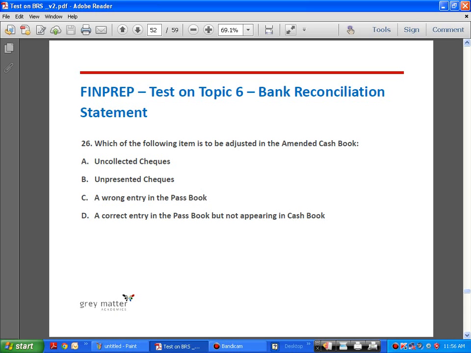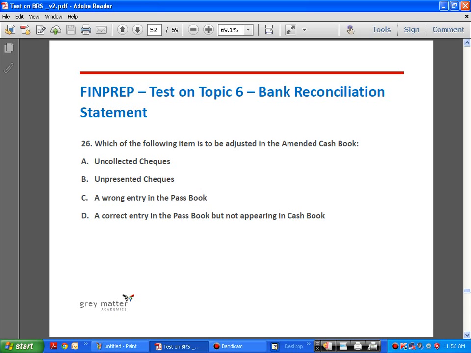So there is an option to start the BRS with the balance as per the cash book, or to start with the balance as per the amended cash book. When we start with the balance as per cash book and try to reconcile it with the balance as per passbook, we'll be listing out all the differences that have given rise to the difference between the two balances. This will include not only the timing differences but also differences arising because of errors and omissions both on part of the customer and on part of the bank.